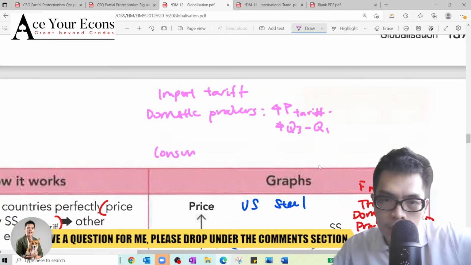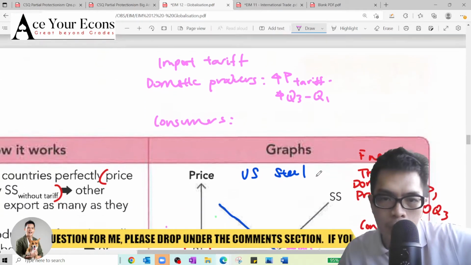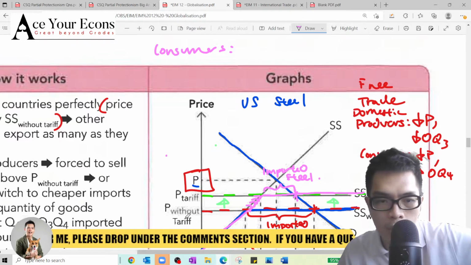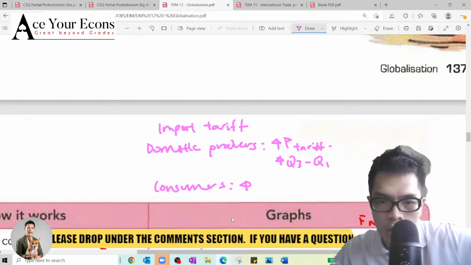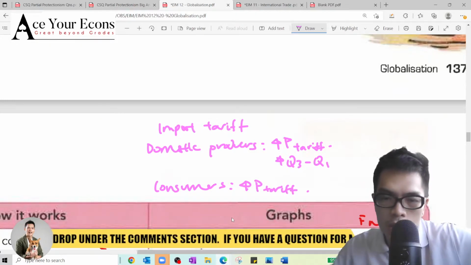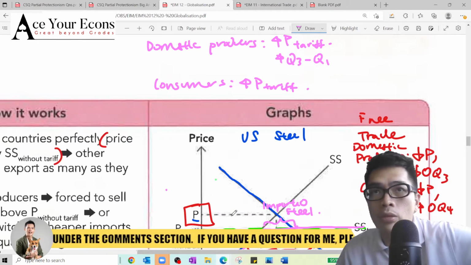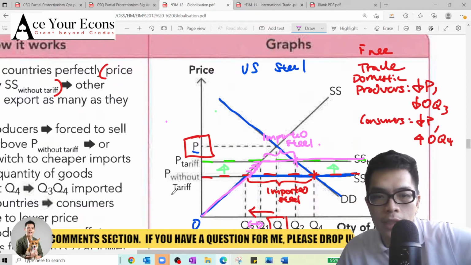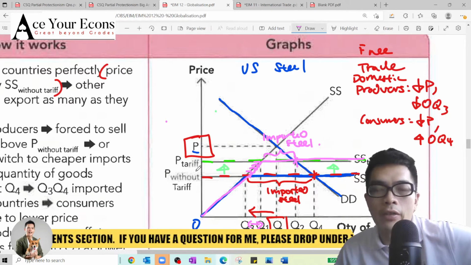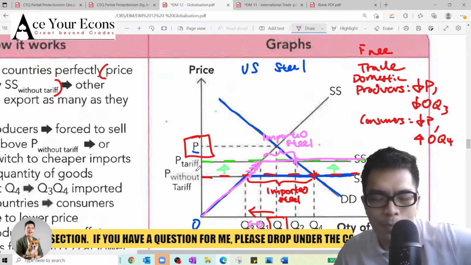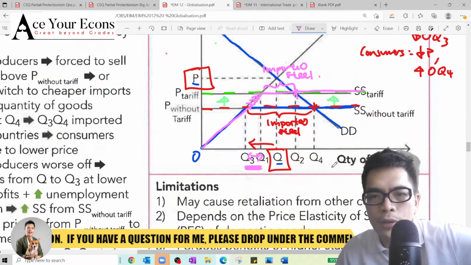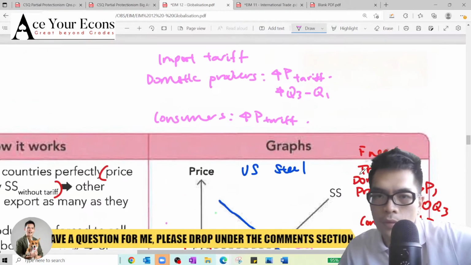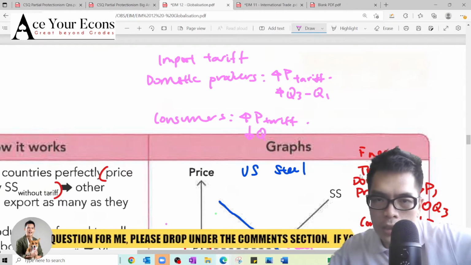Consumers in this case will be worse off. We can see that consumers, initially they pay P without tariff, but now they pay a higher price. So it's not going to be a good sign for all consumers. You wouldn't be happier to pay a higher price for imports, would you? Initially consumers are paying P without tariff. Now they have to suck thumb and pay a higher import tariff. And they are going to experience a fall in quantity from Q4 to Q2.